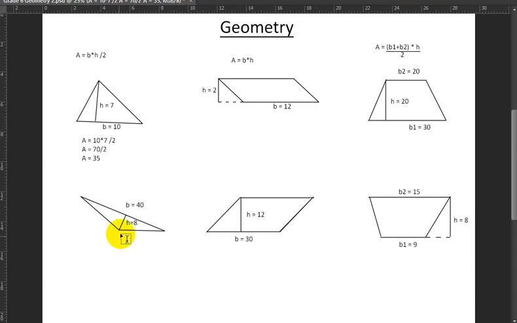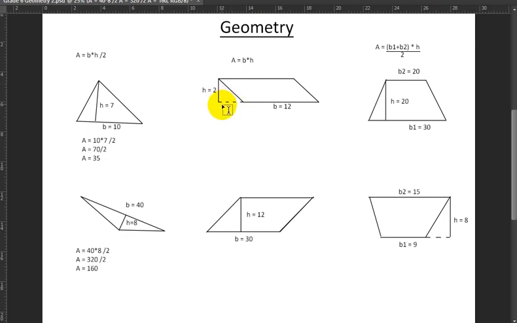Next up, next triangle. We have a base of 40 and a height of 8. So let's plug those numbers in. Where B is 40, where H is 8. So 40 times 8 is going to give me 320 and divided by 2. As such, if I do 320 divided by 2, I'm going to get 160. So that's the area of this little triangle right here.